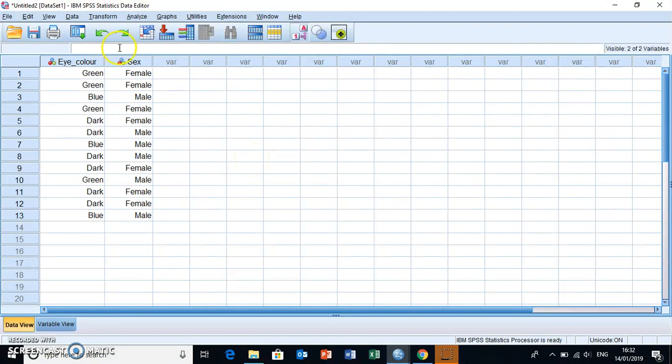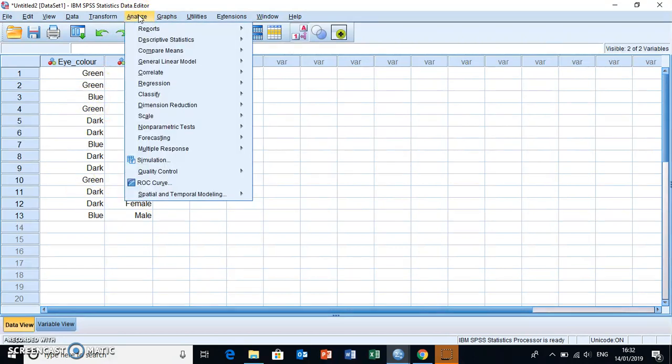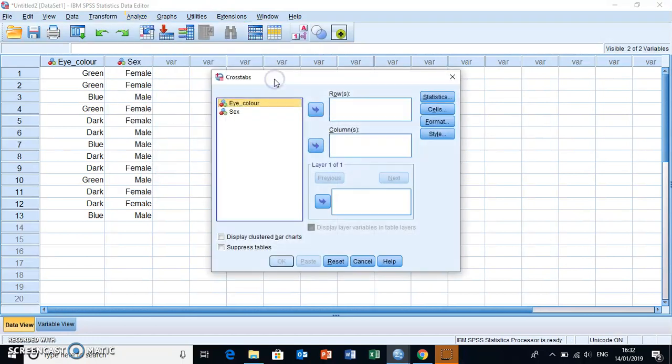In order to run this test from the raw data, we go into Analyze, Descriptive Statistics, Crosstabs. And this is the window that pops up. Now, into the rows and columns go those two variables, and which way around does not matter. You can just put one in the columns and one in the rows. It basically will just associate these with each other.